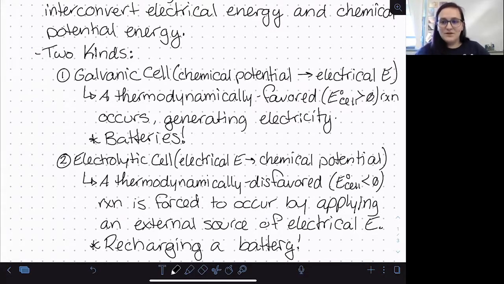Essentially, throughout the day, you're converting reactants into products, using up reactants and producing products. And then when you recharge your battery, you're running it in the opposite direction to make those reactants again so that they're available to power your device the next day. So for the rest of this video, we're going to be focusing on galvanic cells. We'll come back to electrolytic cells later.